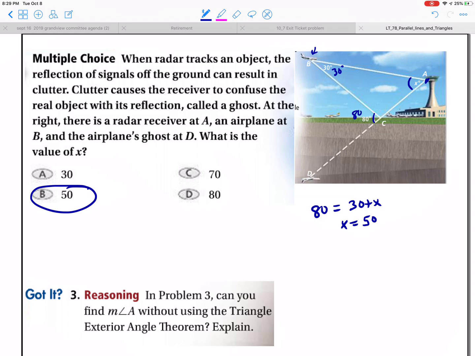Now, another way to get this is by solving for this angle, which would be 100, since that's a linear pair. These two angles are a linear pair. If that's 100, then I have 30 plus 100 plus X, and that should equal 180 because all the angles of a triangle add up to be 180. That's also going to give me that X is 50. So you can use the exterior angle theorem, or you could use the fact that the sum of the interior angles add up to be 180.